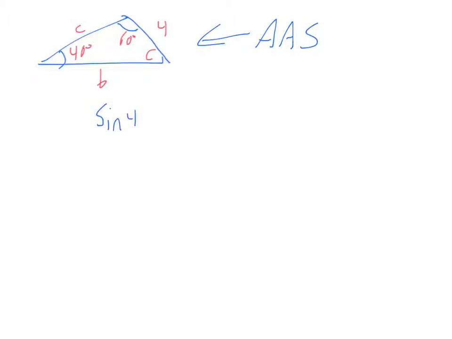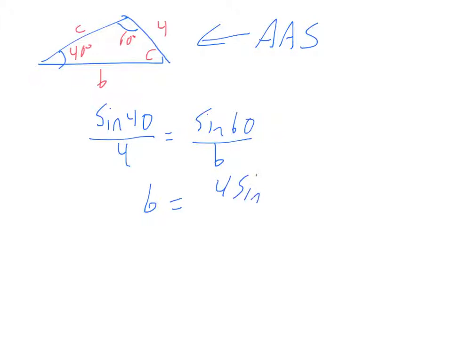Sine of 40 over 4 equals sine of 60 over b. So we can use this equation by setting up a law of sines equation there. We can solve for side b. So side b will be equal to 4 sine 60 over sine 40, right? 4 times sine 60 divided by sine 40, and we'll get 5.389.